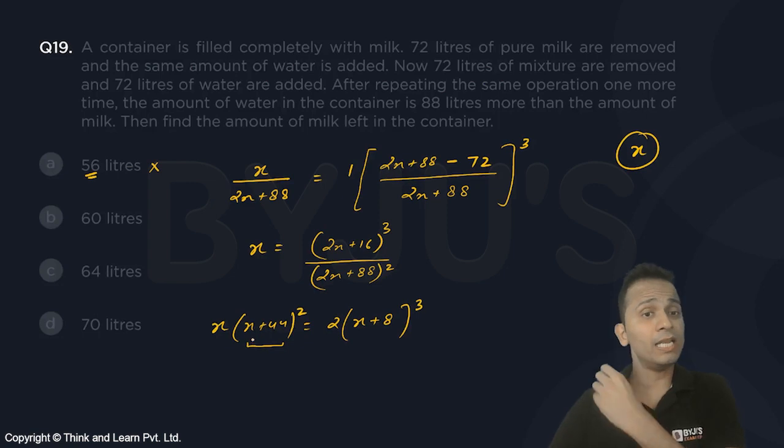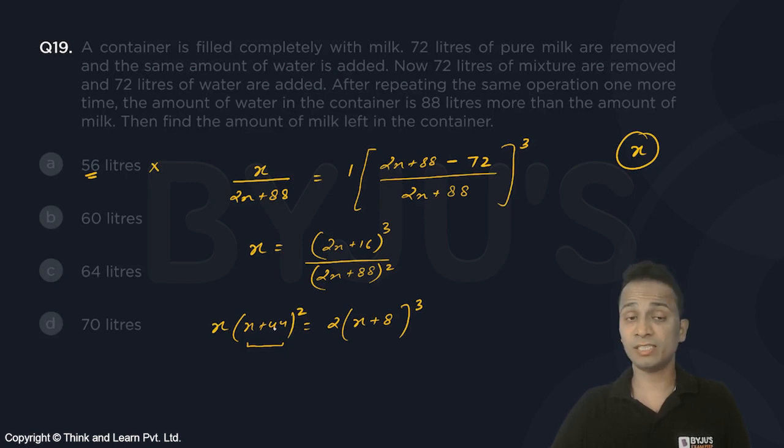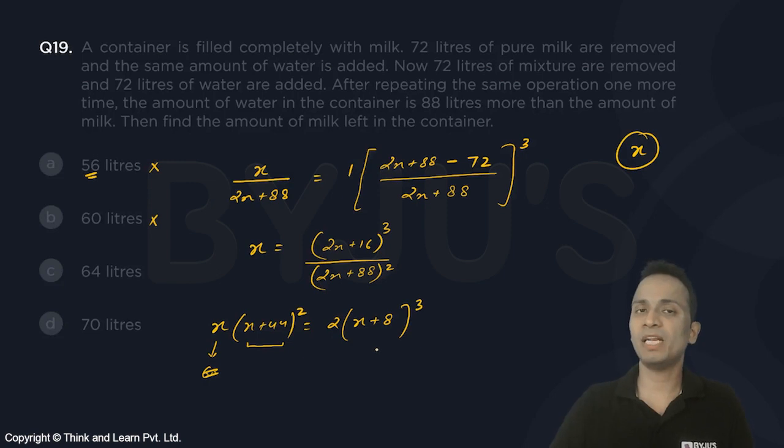Fine. Now similarly, I'll look at another option, 60. Now 60 plus 44 is 104 inside the bracket, but since x is 60, I can say that the left hand side will definitely be a multiple of 10, at least a multiple of 5. Looking at the right hand side, 60 plus 8, that is 68 cube, will not be a multiple of 5, so 60 will also be rejected, right? Looking at the fourth option will give me the same result, 70. If x is 70, then the left hand side will be a multiple of 10, or a multiple of 5 at least, but the right hand side will not be a multiple of 5. Fine. So 70 will also be rejected.